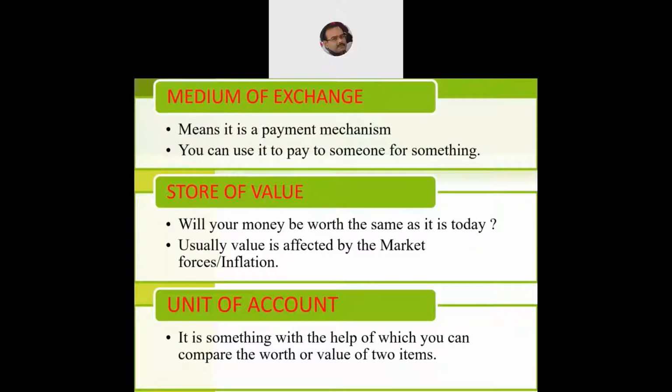The unit of account is something with the help of which you can compare the worth or the value of two items. So money offers us a medium wherein I can compare the existence of two entities. For example, if I am going to buy a car from the automobile owner, he will tell me the four variants of it. Let's say I want to buy a Vitara Brezza.